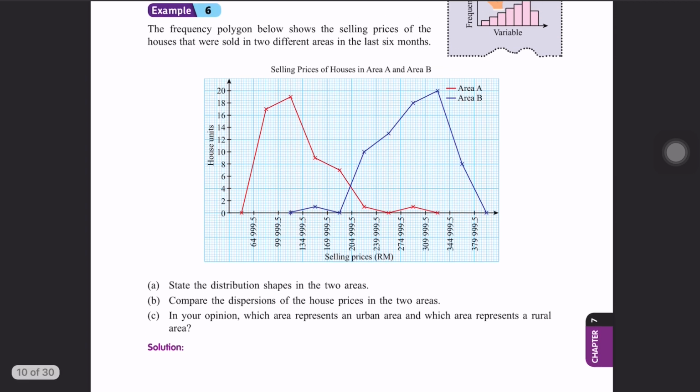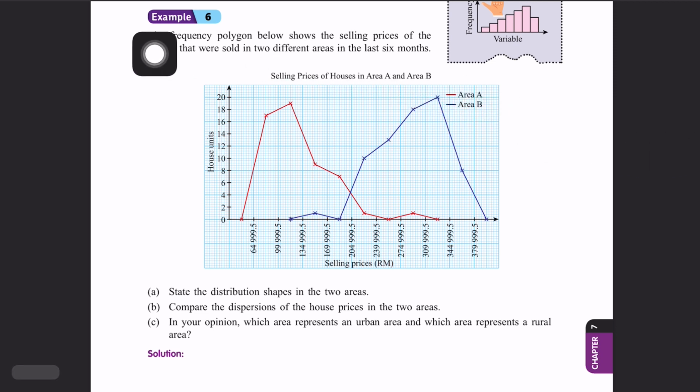Okay, next kita tengok macam mana kita nak analysis example 6. Okay, the frequency polygon below shows the selling price of the houses that were sold in two different area in the last 6 months. Okay, so kita ada area A and area B. Okay, so the first, okay, kita tengok merah. Okay, dia lebih tinggi pada harga yang rendah. Okay, yang area B pula, okay, tinggi dia harga yang mahal ni. Okay, so state the distribution shape in the two areas.